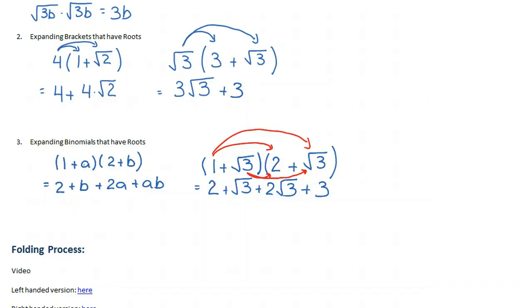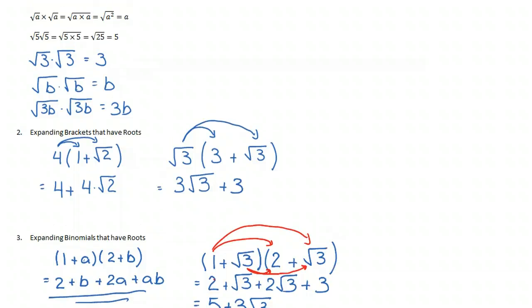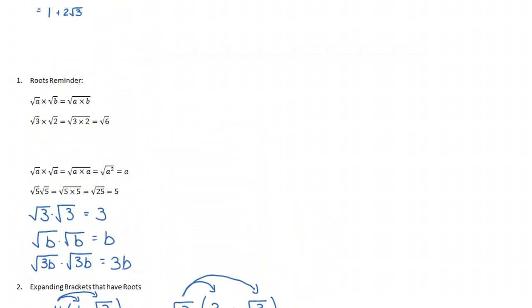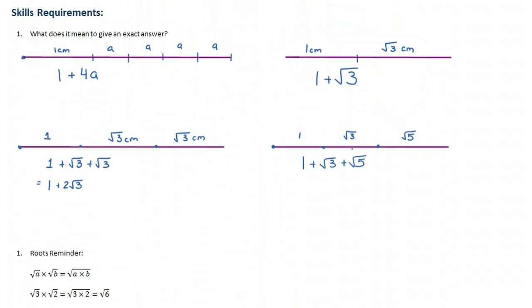And now what I do is I group my like terms. So if I have 2 and 3, that's going to give me 5. And then root 3 plus 2 root 3 is going to give me 3 root 3. And I'm done. Okay? So these are a couple skills you might come across. We've talked about these in class before, but we want to make sure we're comfortable with them as you head into this folding exercise. Good luck.